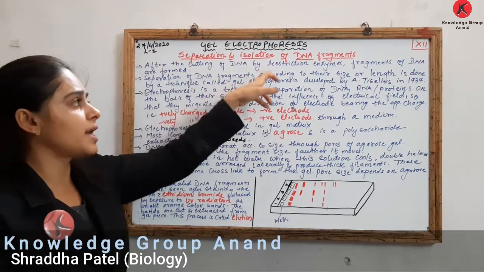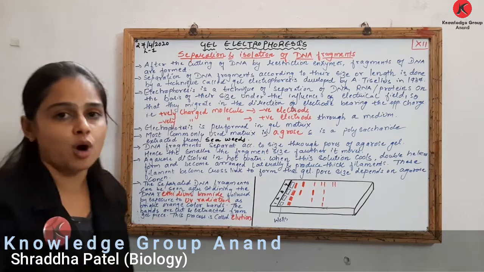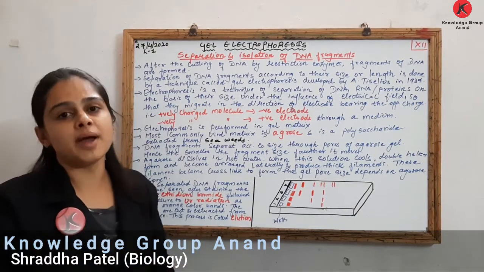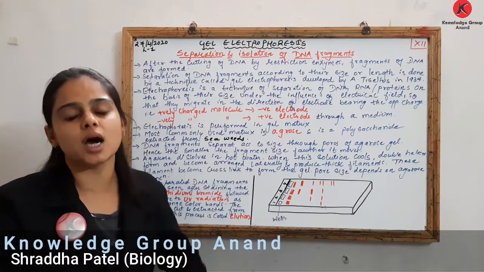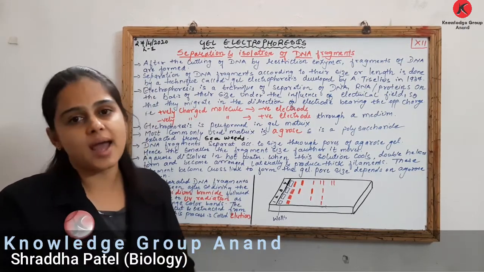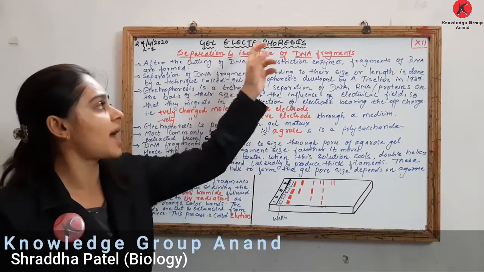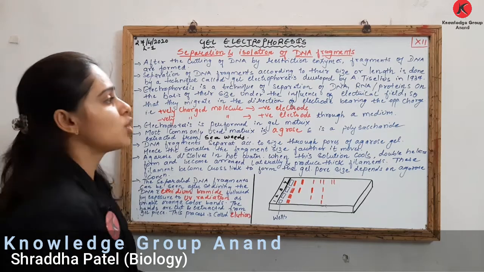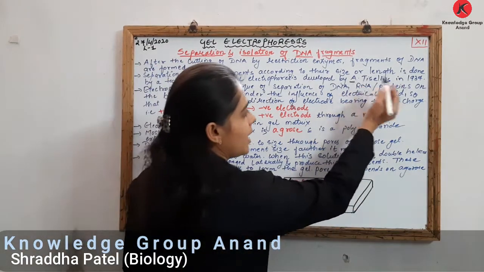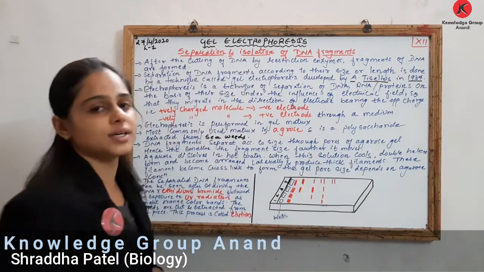After cutting of DNA by restriction enzyme, fragments of DNA are formed. Now these fragments of DNA can be separated depending upon their size and length by a technique called electrophoresis. This technique was developed by A. Tiselius in the year 1937.